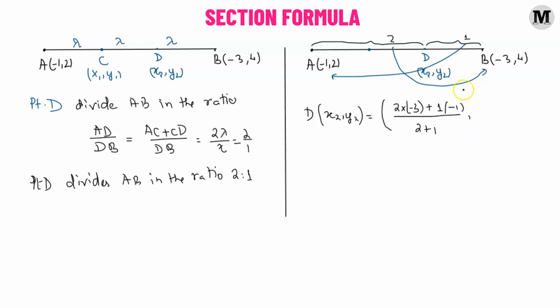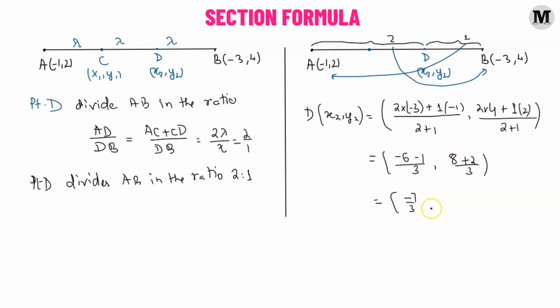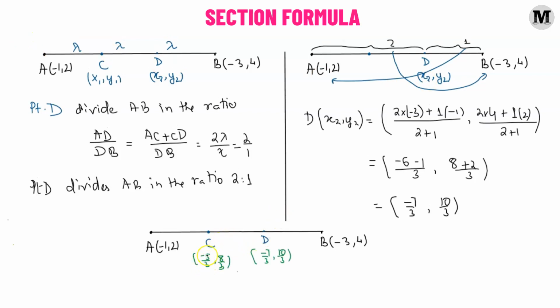Then for the y coordinate, we take 2 and multiply it with the y coordinate of B, that's 4, and add it to 1 times the y coordinate of A, that's 2, divided by the sum of the ratios in the denominator. Let's simplify this. We get (-6 minus 1)/3 for the x coordinate, and (8 plus 2)/3 for the y coordinate. So that's (-7/3, 10/3). This is the coordinate of point D. Finally, we can say that the coordinates of point C are (-5/3, 8/3) and the coordinates of D are (-7/3, 10/3). And these are the 2 points which are trisecting the line segment AB.